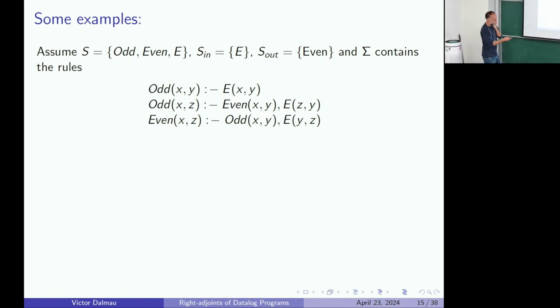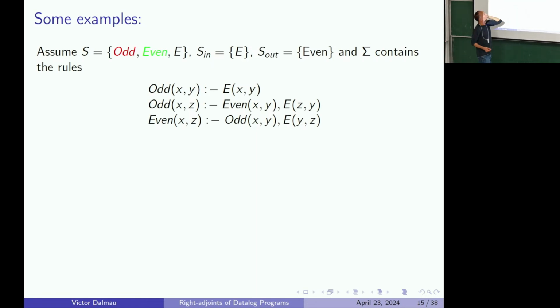So what's going on here? This is my input. Input is E. So I have three types of edges. One of them is called E, the other is called even, and the other is called odd. I'll use colors. So E will be black, even green and odd red. And this is my sigma.